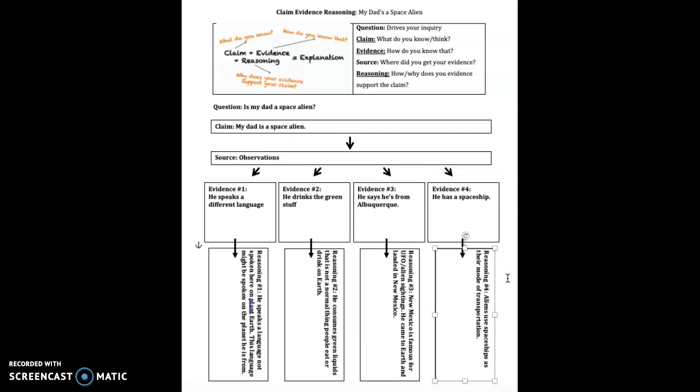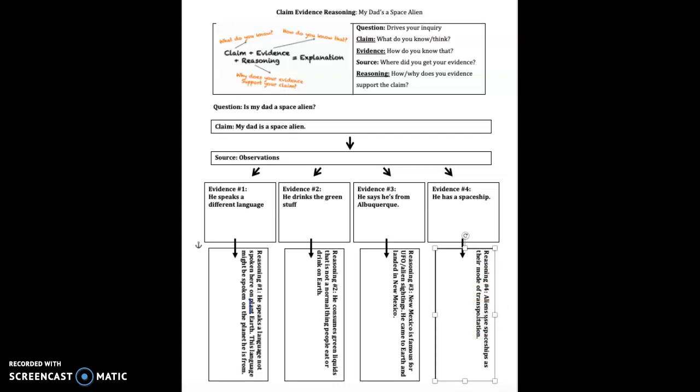notifications. Okay, so aliens use spaceships as their mode of transportation. Okay, so we have our 4 pieces of evidence and our reasoning. So this should all be familiar so far. The next part is kind of where the practice is coming in.